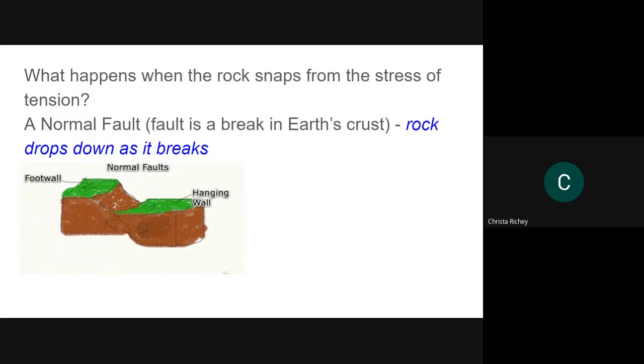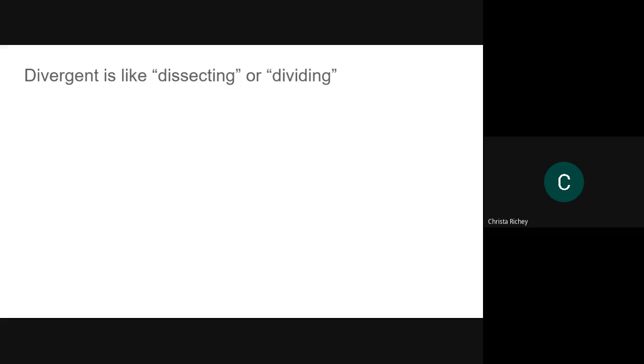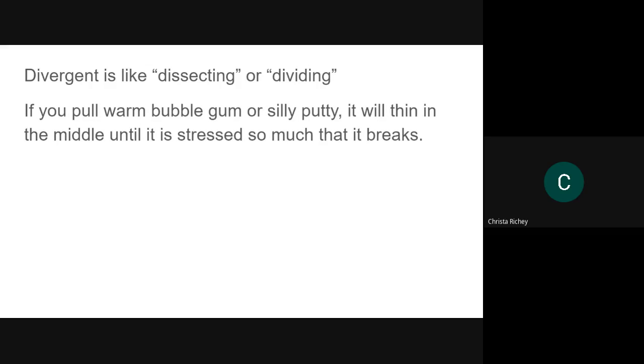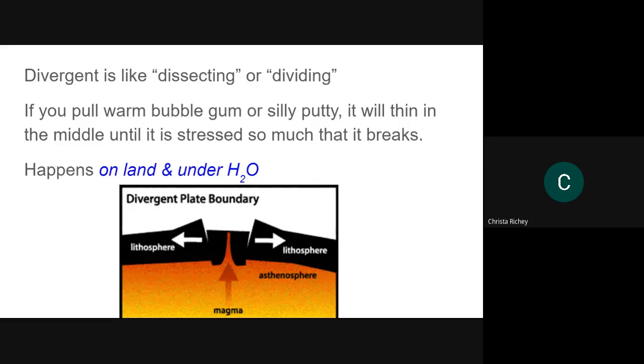So other phrases for divergent, if it helps you, it's dissecting it. It's pulling it apart. It's breaking it apart. It's dividing it. And that's the example I gave you. If you pull apart gum, which is nasty, please don't do that, it's eventually going to break in the center. This happens specifically both on land, which is continental, and in the ocean. Underwater. You do not remember H2O is water? You should.